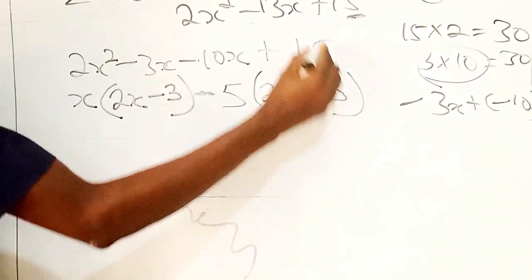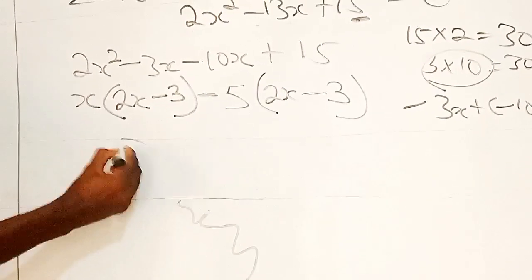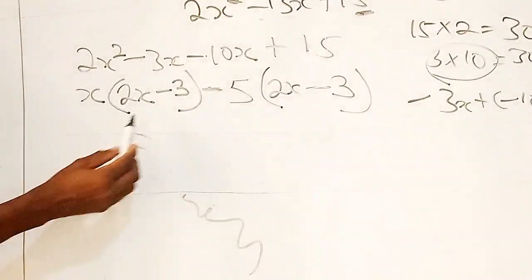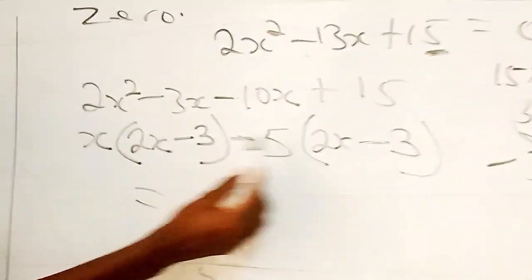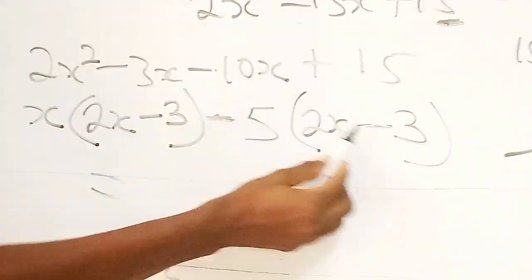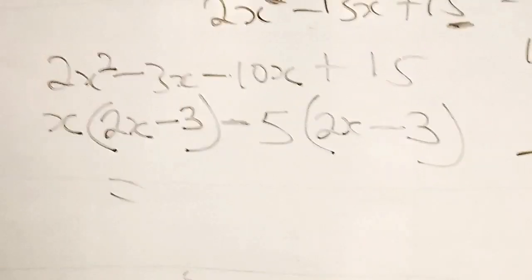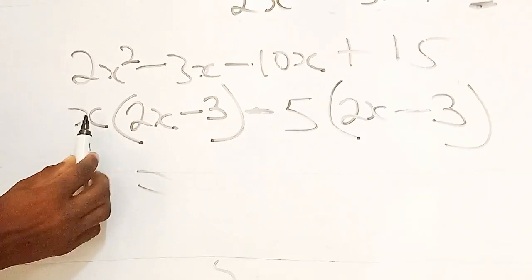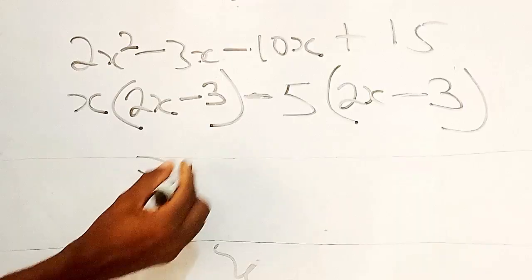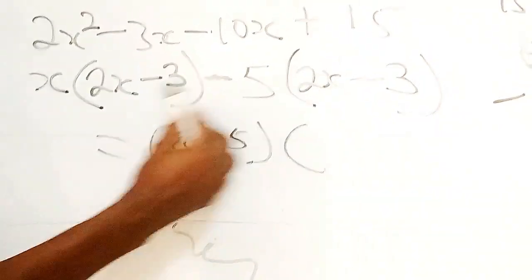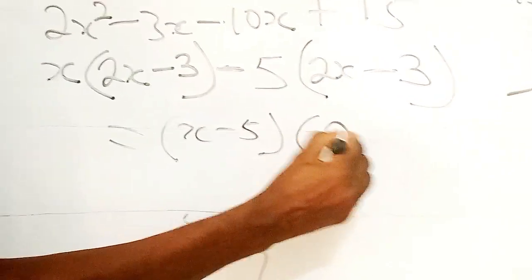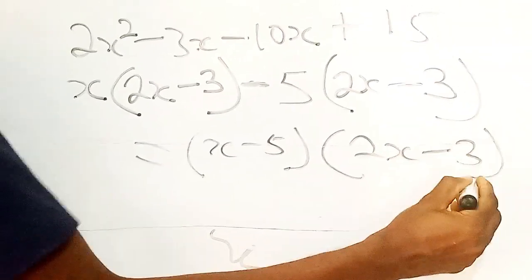5 times 3 is 15. So when you observe very well, you can see that what you have in the bracket is the same. That is the idea behind factorization. You must have the same thing in the bracket. So just pair the ones you have outside here by saying x minus 5, and pick out one of the ones in the bracket. So you have 2x minus 3.